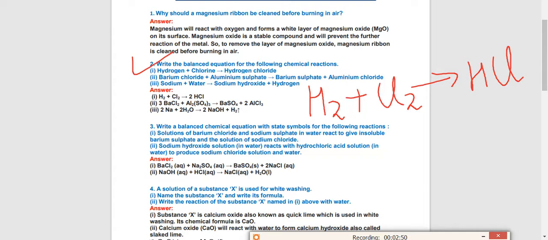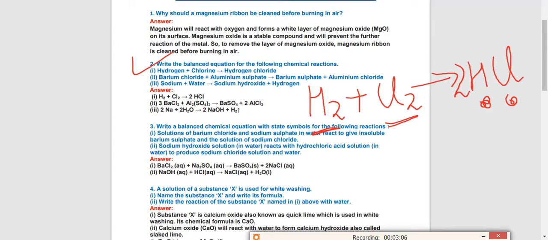Now we have to balance this equation. On this side we have 2 atoms of hydrogen, 2 atoms of chlorine, but over there we have only 1 atom of hydrogen and 1 atom of chlorine. So what we will do, we'll multiply HCl by 2. Now we have 2 atoms of hydrogen and 2 atoms of chlorine on both sides.